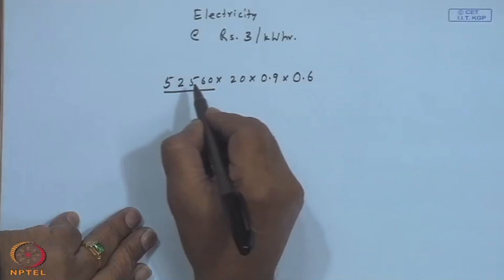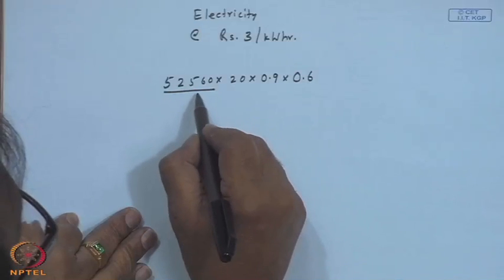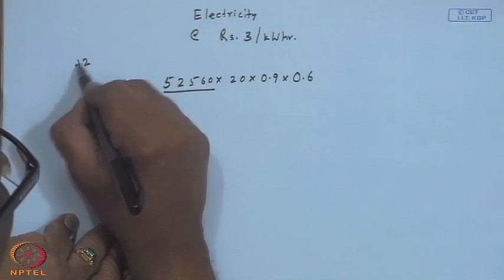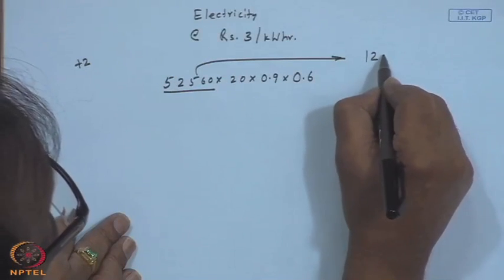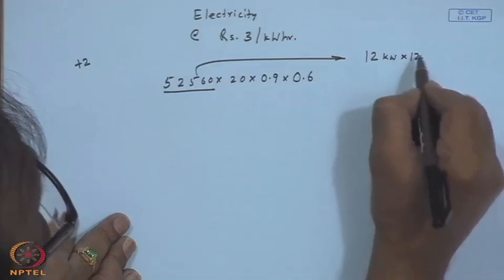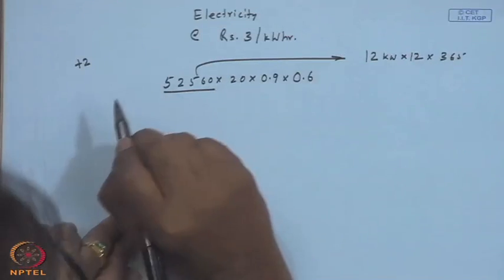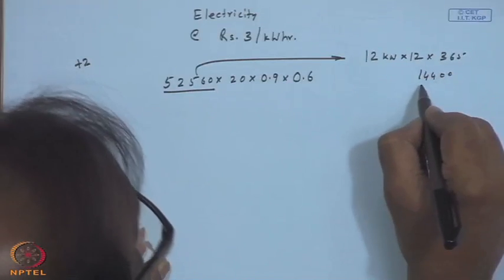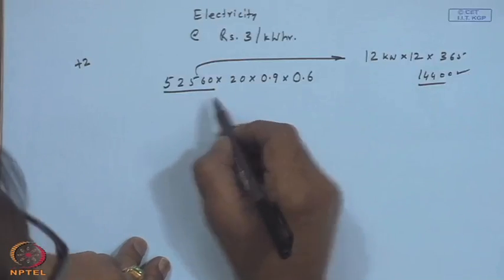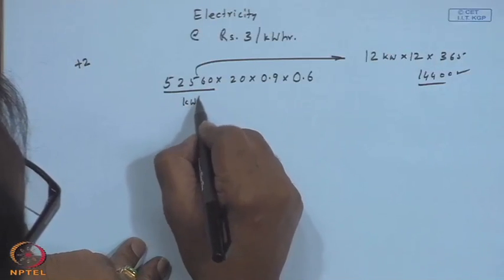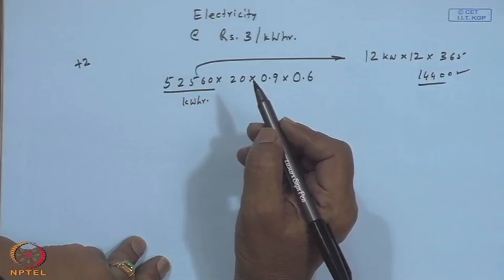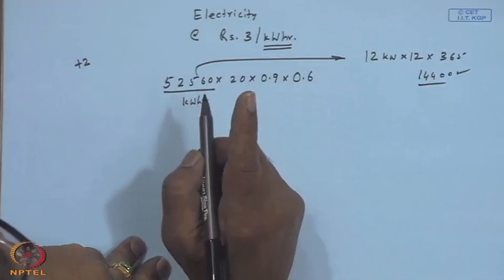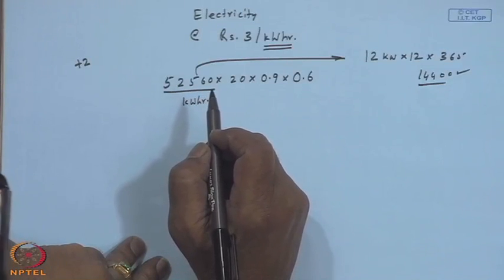Because it is per kilowatt hour, I have calculated it as 12 kilowatts for 12 hours a day multiplied by 365, right. This is 144,000 into 3, this is okay, right. So, this is directly my kilowatt hours of the load. Earlier we were calculating based upon the gigajoules. Now, I have got the rate per kilowatt hour, and the system was supplying 12 kilowatts for 12 hours a day.